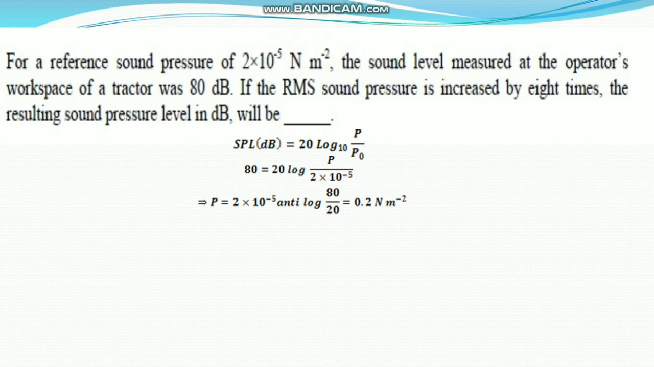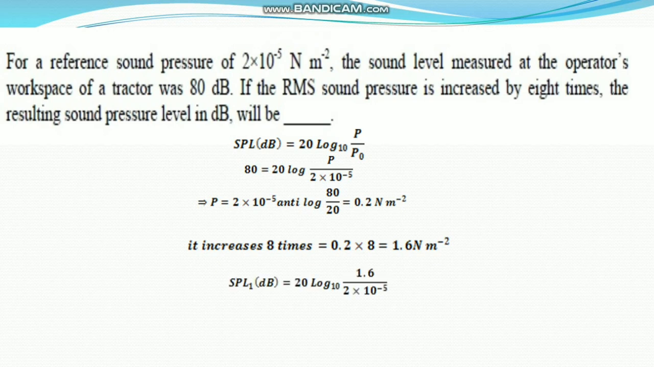Now it is asked, if the RMS sound pressure is increased by 8 times, so that will be 0.2 into 8, 1.6 Newton per meter square. So putting this value into the new SPL, that is the sound pressure level in decibel, will be 20 log of 1.6 divided by 2 into 10 to the minus 5. The answer will be 98.06 decibel. Therefore, the answer is 98.06.